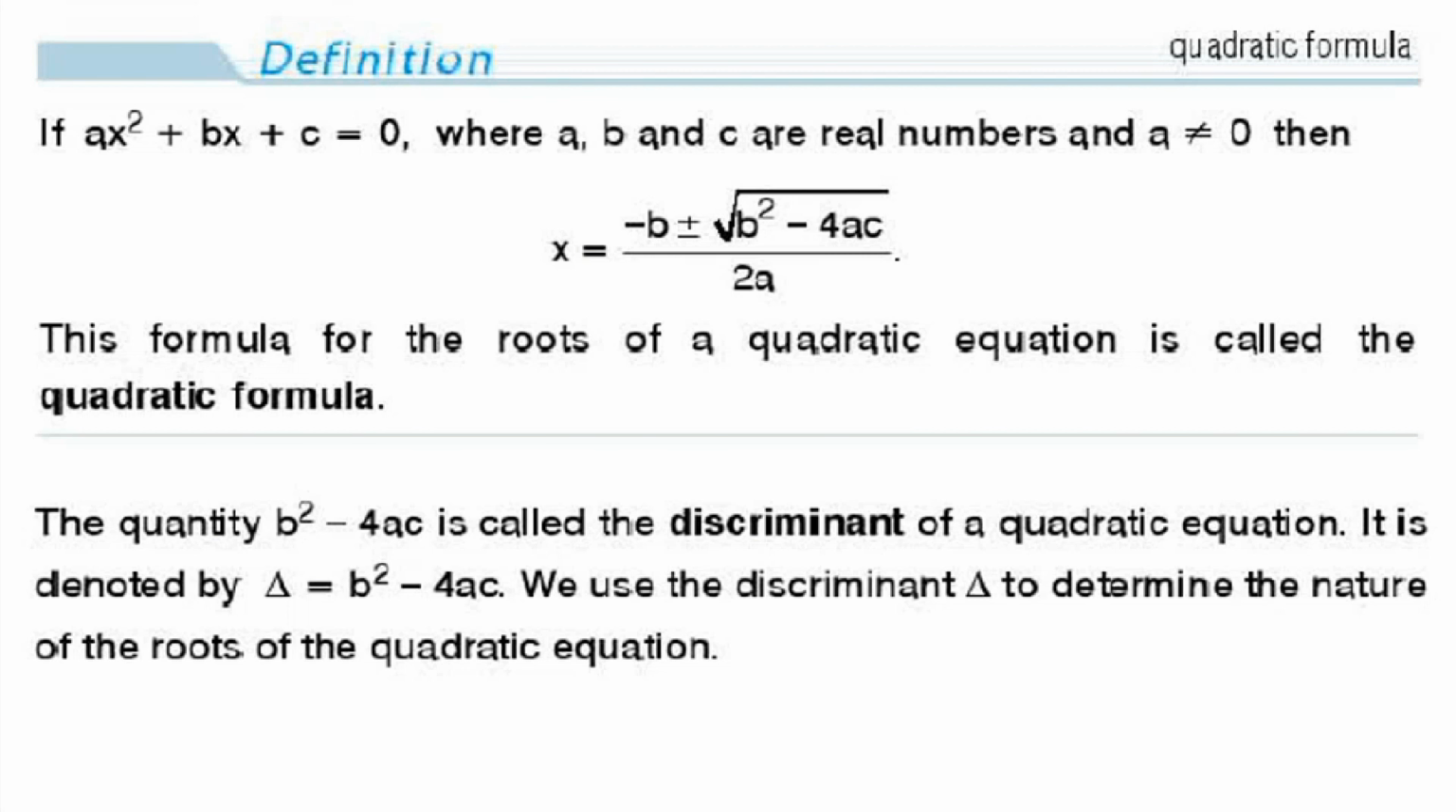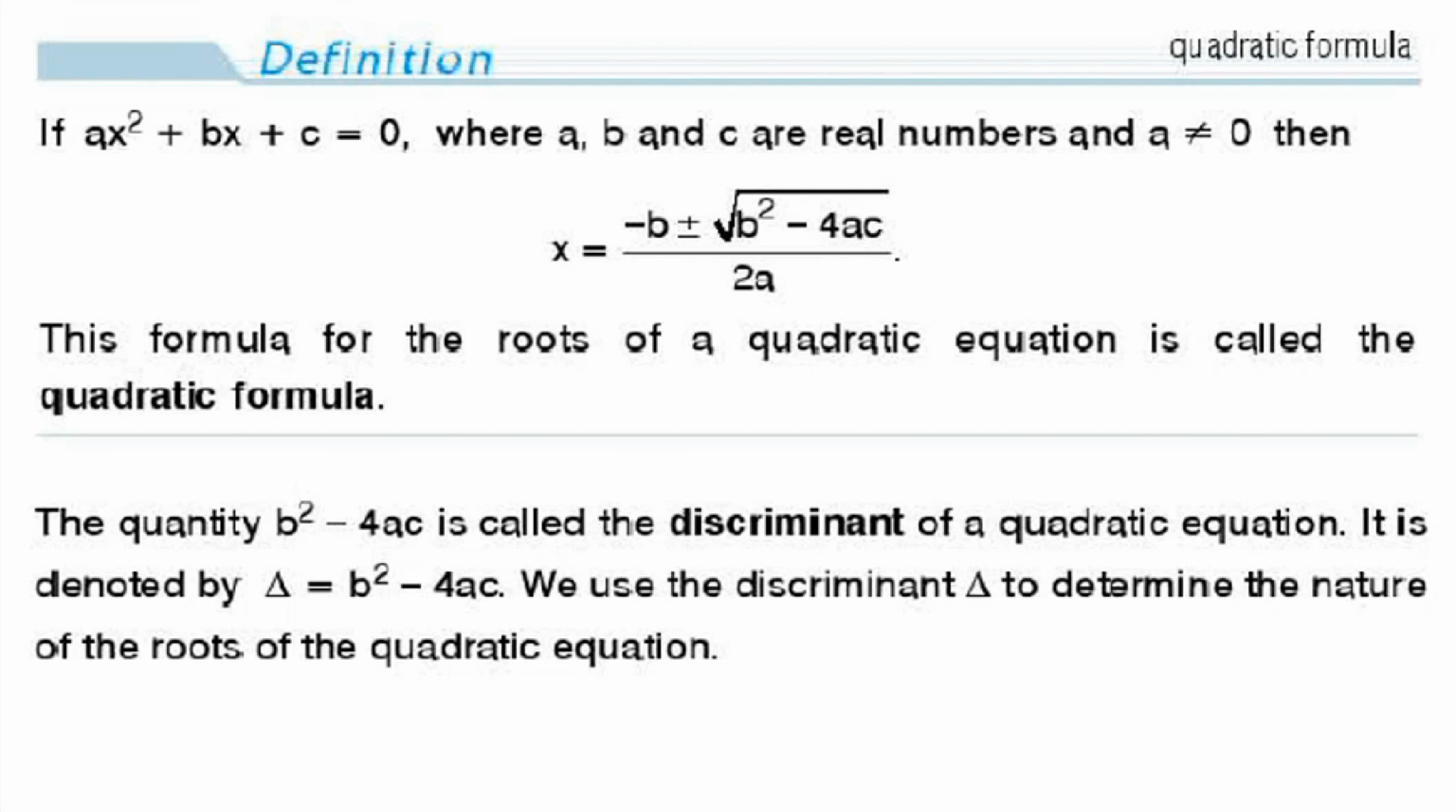So next is using the quadratic formula. From the definition, if ax squared plus bx plus c is equal to 0, where a, b, and c are real numbers, and a is not equal to 0, then the formula for the quadratic formula is x equals negative b plus and minus the square root of b squared minus 4ac all over 2a. So this formula for the roots of a quadratic equation is called the quadratic formula.